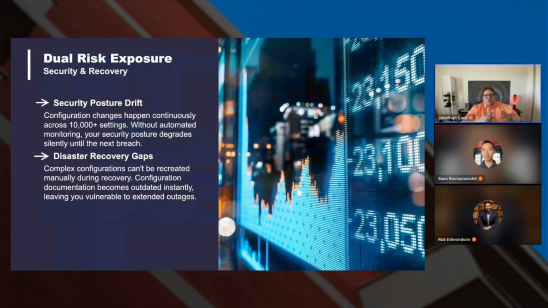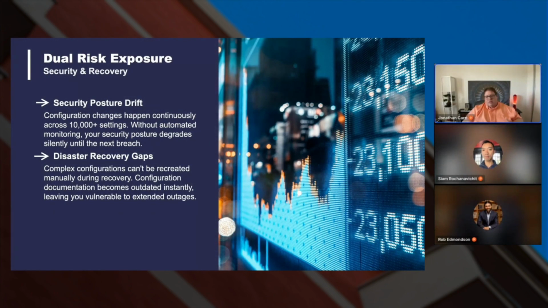So I want to talk here about the dual risks. We talked about the complexity issue, but let's actually talk about some operational, ongoing issues. One is security posture drift, and the other is the disaster recovery gap. On the security side, we have an ongoing challenge with configuration changes across thousands of settings, and I've talked about that. Without automated monitoring, I've made the point that the posture will degrade over time until the next breach occurs. Think of it like rust. Think of it like drift, as indeed it is.